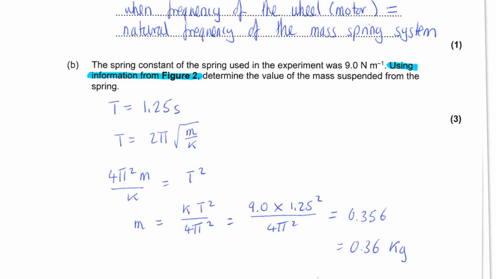So having measured the time period from the graph, you can now use the equation for the time period of a mass spring system, which you would find on the data sheet. We're trying to find mass, so it makes sense to square both sides of the equation and rearrange for mass. Finally, substitute the spring constant provided, the time period you've read from the graph, and the constant for pi squared. And last step, I've chosen to give my answer to 2 significant figures.